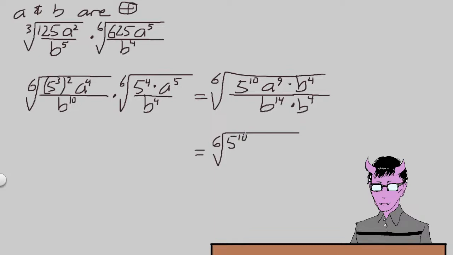To the power of 10. And then, you know, make sure everything is in alphabetical order for convention's sake. It's power 9. Power 9. Then we have power 4. And power 4 plus 14 is 18, because we wanted it to be that way.